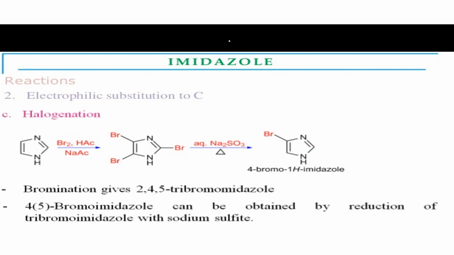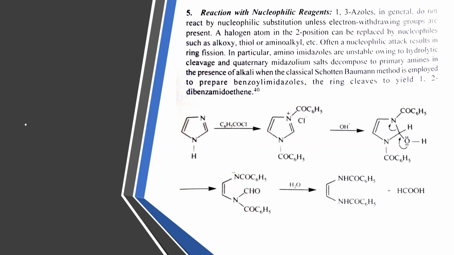If you want to get 4, then you have to further treat it with aqueous sodium sulfite. You get your corresponding 4-bromo imidazole. So, nucleophilic reaction: 1,3-diazoles do not react with nucleophiles because everything has negative charge. If you see in the resonance structure of imidazole, all the positions have got negative charge. So your electrophilic substitution does not take place in this thing.